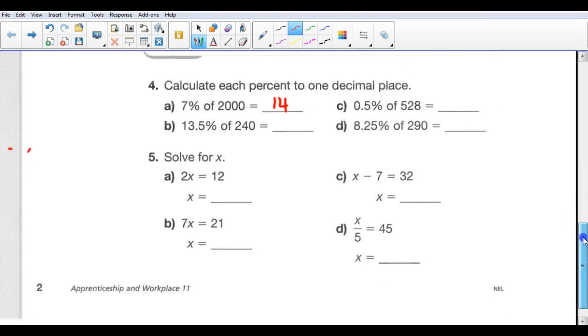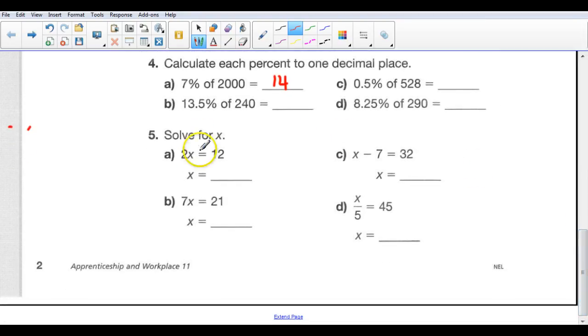All right, so now we're going to do a little bit of algebra. Solve for x. So we have 2x equals 12. Well, that basically means 2 times what number equals 12, and if you know your simple times tables, which you should, all the way up to 12 times 12, you know that 2 times 6 equals 12, x is equal to 6. We'll do B, 7x equals 21. 7 times what number equals 21? Well, we know x is equal to 3 because 7 times 3 is 21.